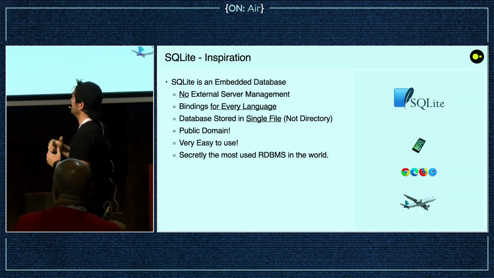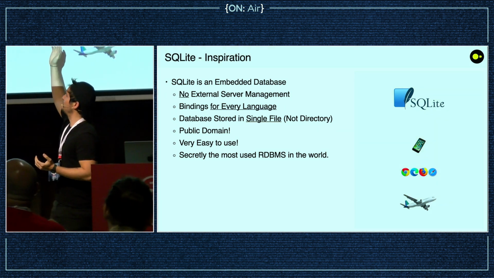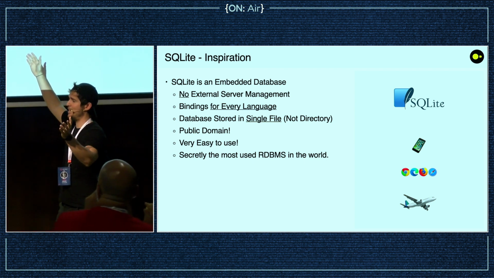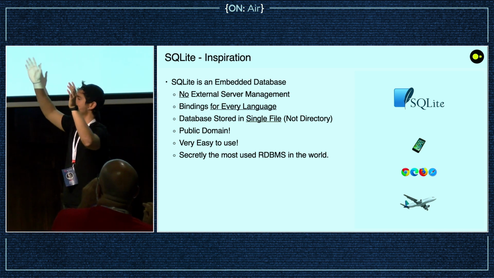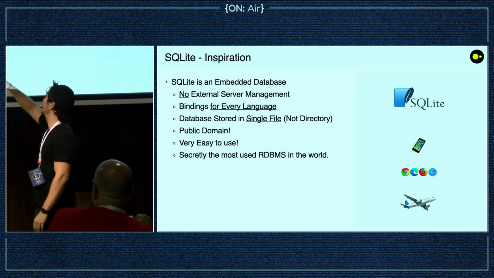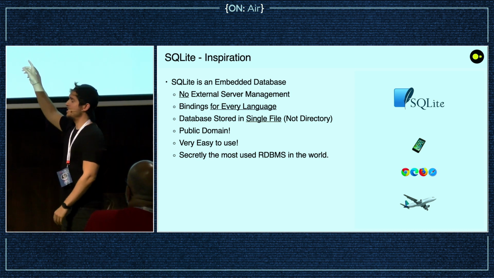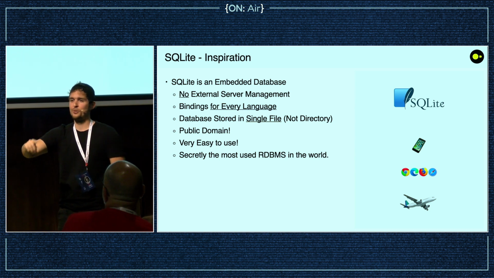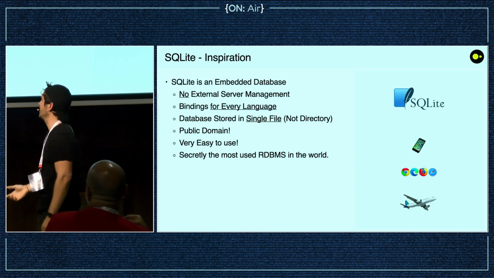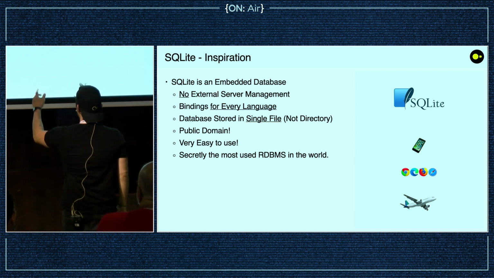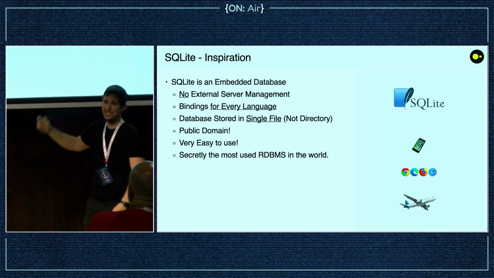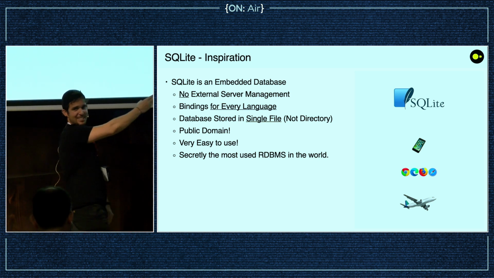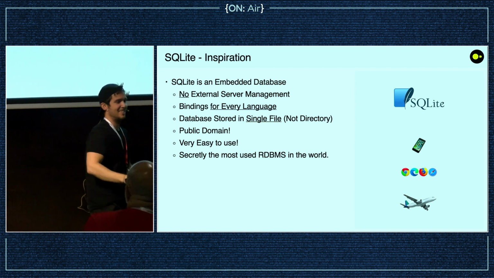SQLite is an embedded database system, so it has all these cool things: no external server management, it's pretty easy to use, and it binds to every language, so it doesn't matter if you're doing R, Python, name a programming language, it has bindings to it. The database is stored in one single file, so if you have 15 CSV files, you can transform them into one SQLite file and send it over easier. Public domain, and it's the most used RDBMS. So this thing runs on everything. It runs on all of your cell phones, on airplanes, on every single browser, everywhere.